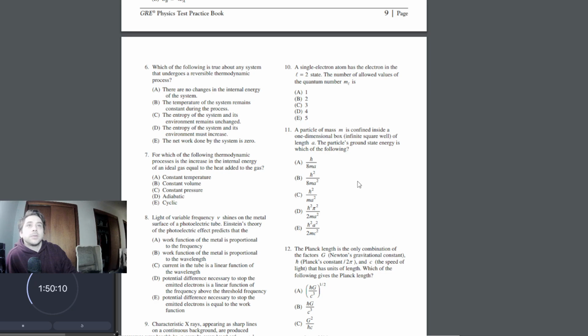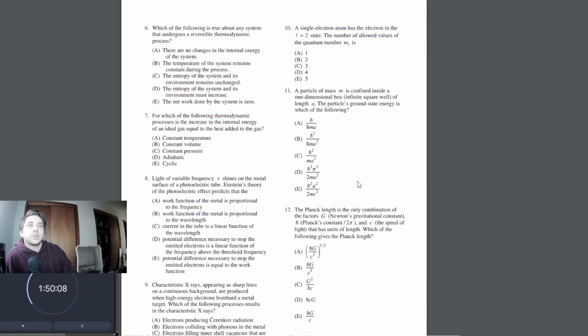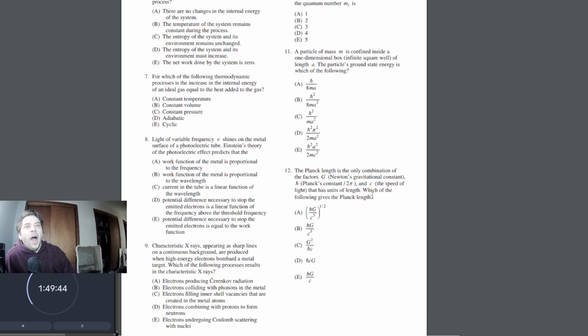Particle mass is confined in a one-dimensional box. Infinite square well. Length A. Particle ground state energy to the following. Seen this before. This is just memorization. I think it's this one. Go with A. Looks like G.